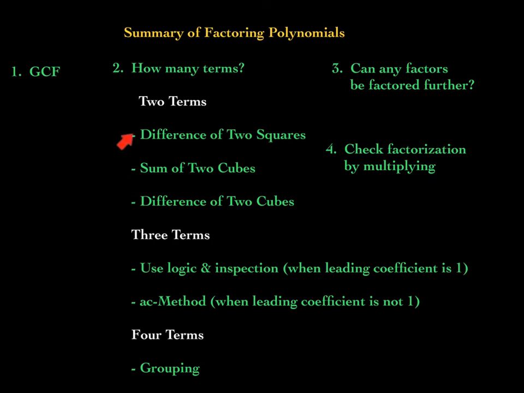Notice what is not on this list, a sum of 2 squares, because a sum of 2 squares, like we said earlier, is prime and never factors. If you have 4 terms, then you want to factor by grouping. And then when you have factored once or maybe even twice, make sure that you're done. And what do I mean by that? Check each factor. Can they be factored further?